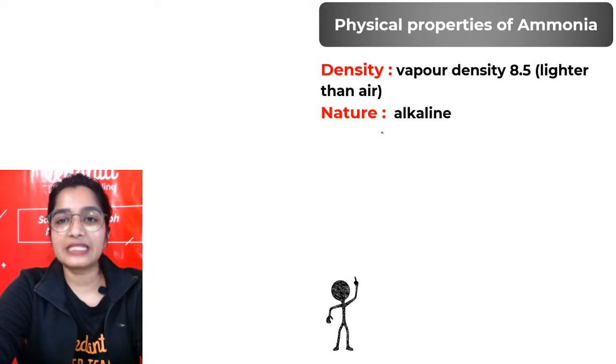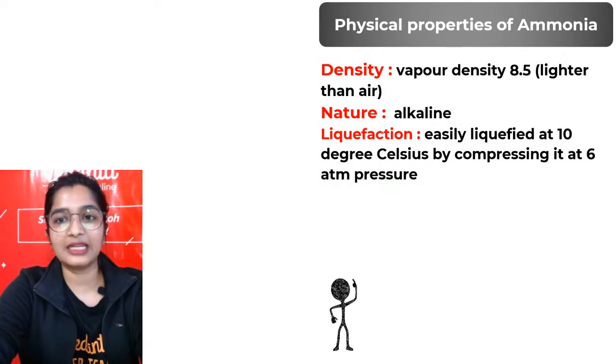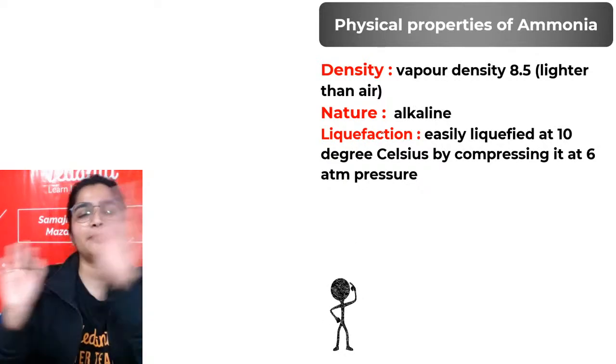Okay. So its vapor density is 8.5. It is lighter than air, and its nature, it is alkaline. So it can be easily liquefied by compressing at 6 atmospheric pressure. That's it.